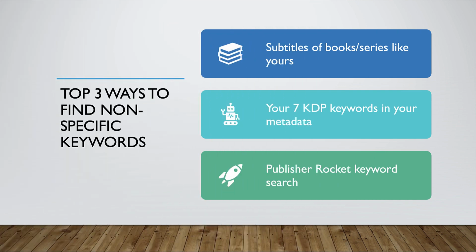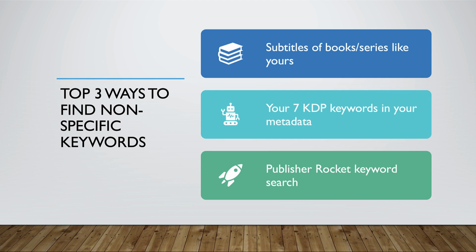Some ways to find non-specific keywords. I talked about Publisher Rocket. That's one thing that I do recommend and what I use. I don't actually use it for AMS lists because I prefer to do that manually because of all the reasons that I went through, but it is one of the best for finding actual keywords.